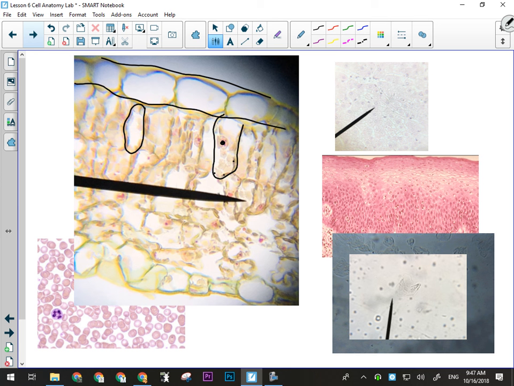Now, when you do your lab diagram, obviously you're going to have more than one cell in there, right? Do your best to do your labeling from one cell, but if you have to label something in another cell, that's fine. Does everyone follow me there? But that's what we'll be looking at.